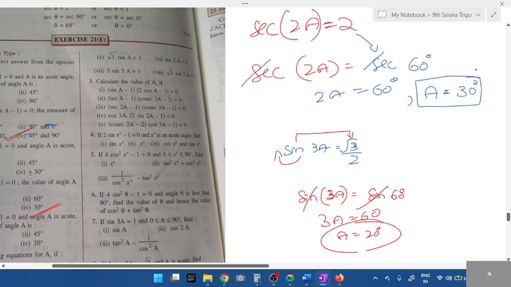Try the next one. I'll give you 2 minutes time. Fifth, sixth, seventh, eighth. Try 6, 7, 8. Other things I'll give for homework. You can try it. It's the same.